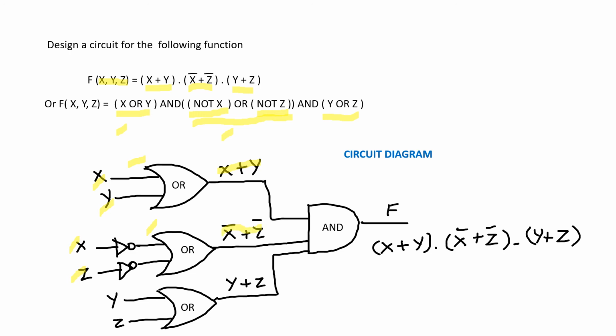And the next part within the bracket is y or z, and another OR gate is needed, and this is also a 2-input OR gate, and the output of this OR gate is as specified here. And since there are three separate expressions, we can see that there has to be an AND operation performed on these three expressions, and we need a 3-input AND gate, and the result of it is f, and it is specified here, and this is how the circuit diagram is done.